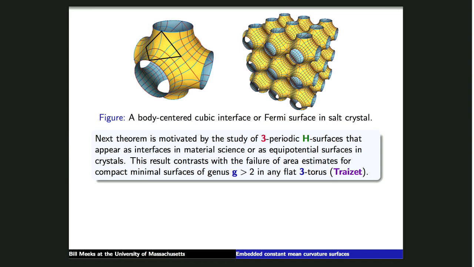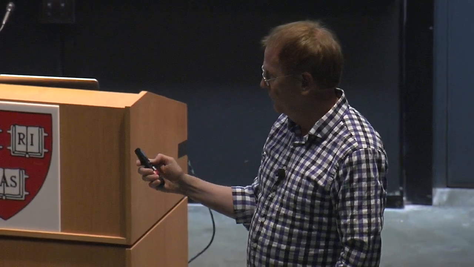Okay, so this is about area estimates again. So I'm interested in triply periodic minimal surfaces. And these things come up in nature. People study these. There are actually conferences about these kinds of surfaces. And sometimes they allow themselves to study constant mean curvature ones.